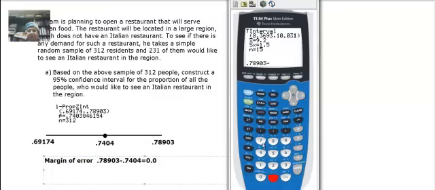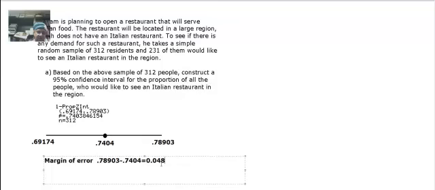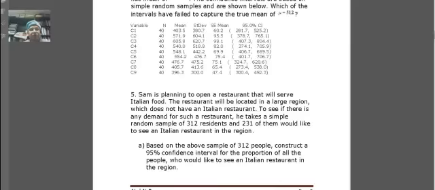0.78903 minus 0.7404, right? So that's 0.04863. Are we good? So that's the margin of error. The estimate is 74.04% with a margin of error of about 4.86%. So let's look at the next part of this question.